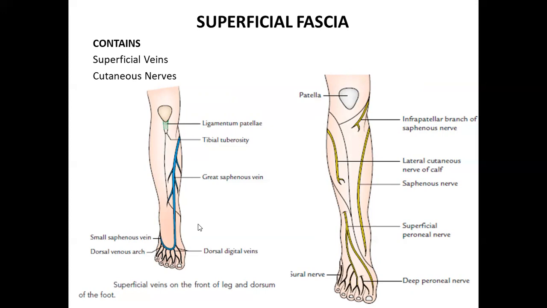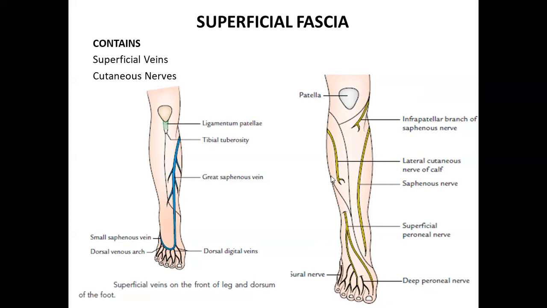Okay, now let's see the different cutaneous nerves we see in this area. We have the infrapatellar branch of the saphenous nerve, which supplies the skin over the ligamentum patellae. Then we have the saphenous nerve. The saphenous nerve supplies the skin on the medial side of the leg and the medial border of the foot up to the ball of the great toe.